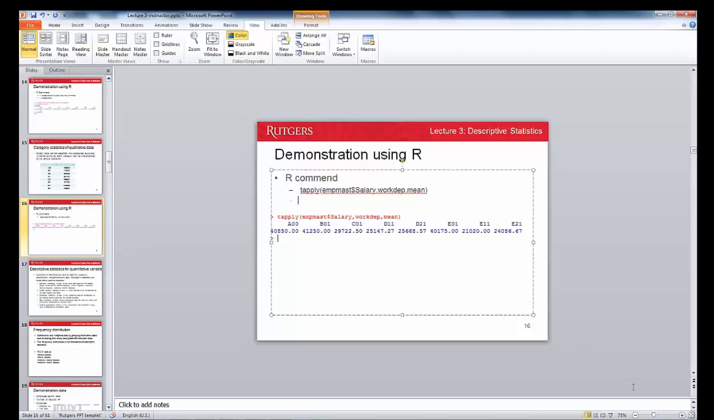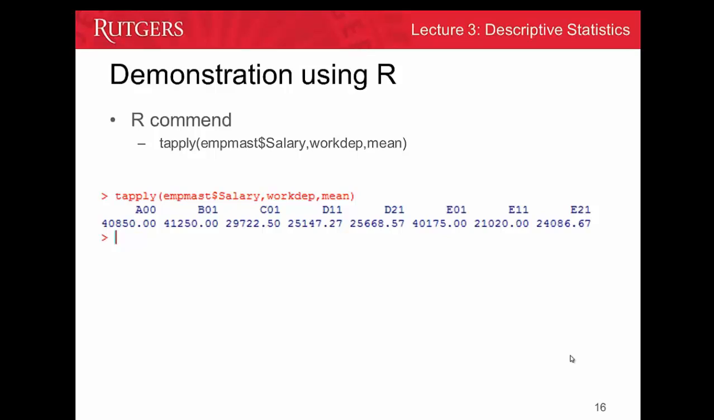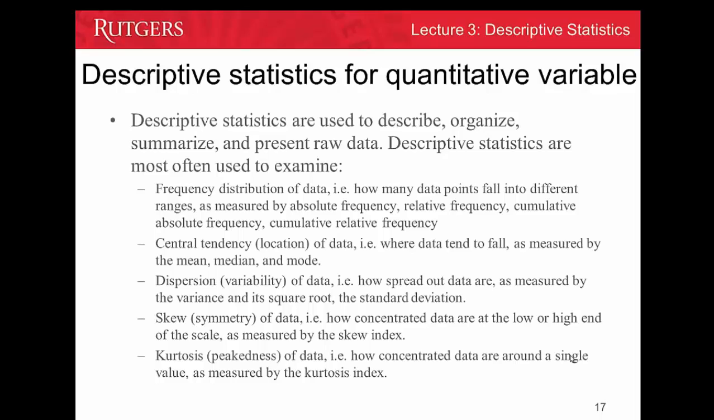Okay, so now we have covered all the descriptive statistics for the qualitative data. Let me do a little bit of review. Basically there are three kinds of descriptive statistics for the qualitative data: the frequency distribution, the relative frequency distribution, and the category statistics. Okay, now let's move on to the descriptive statistics for quantitative variables.